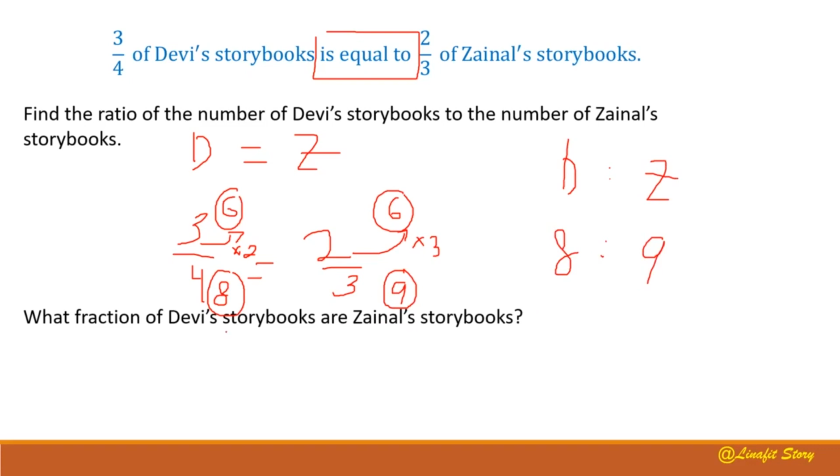And then the next, what fraction of David's storybooks are Zainal's storybooks? So be careful over here, there's the keyword "what fraction of David's storybooks". So this means David becomes the denominator while the numerator is Zainal. So Zainal out of David equals 9 out of 8. So how to write the statement? So Zainal's storybooks is 9 out of 8 of David's storybooks.